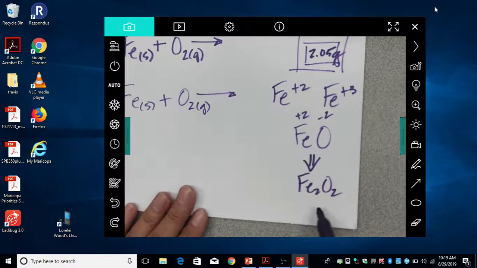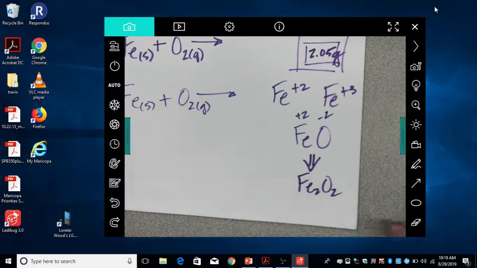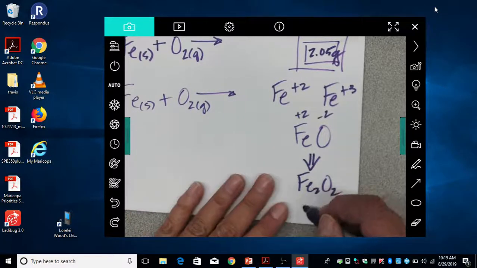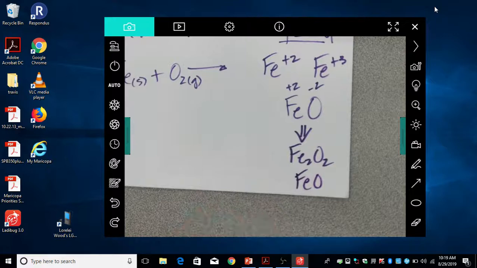Well, this is not the lowest whole number ratio. Ionic compounds have to be the lowest whole number ratio for atoms in the compound. And if it's a 2 to 2 ratio, that's not the lowest whole number ratio. What's the lowest whole number ratio? 1 to 1, so it should be just FeO.